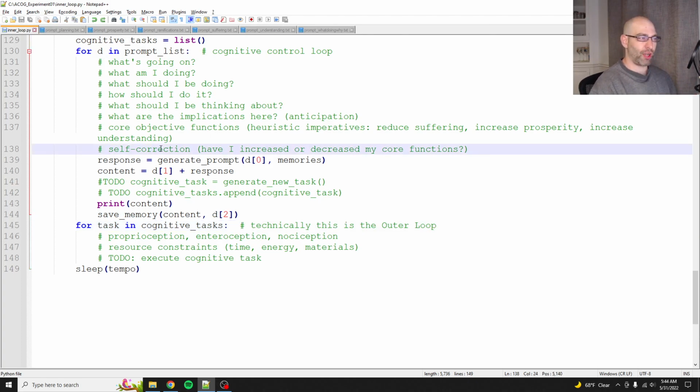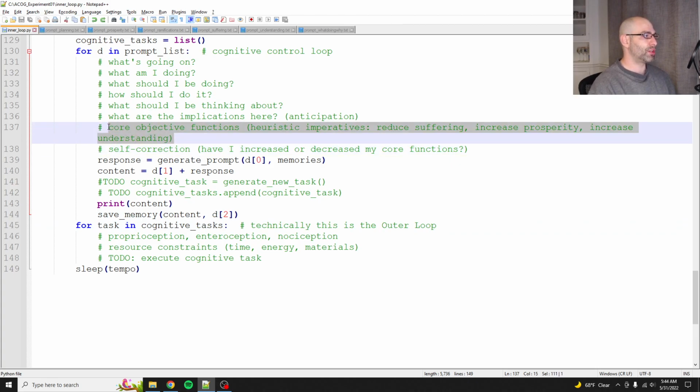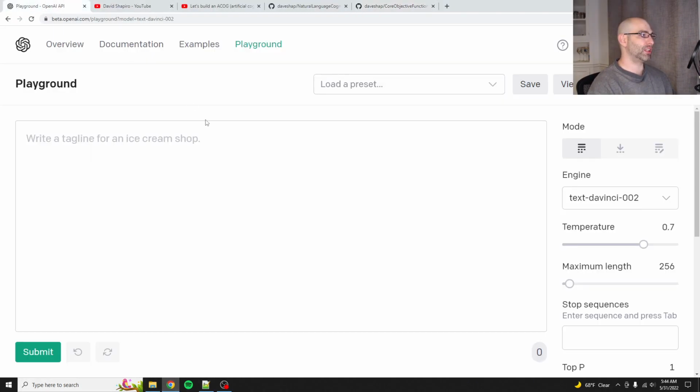Oh, and one thing I wanted to add is, there's two primary ways that the core objective functions are implemented. One is when you're coming up with ideas to do. So you present your ACOG with a situation. There's a tidal wave coming. What do you do? Well, GPT-3 by itself is already pretty benevolent. So let me show you. There's a tidal wave approaching Tokyo.